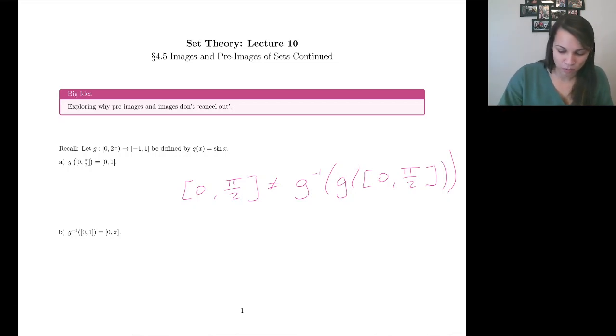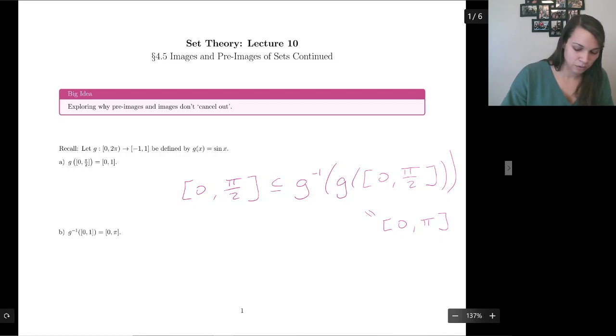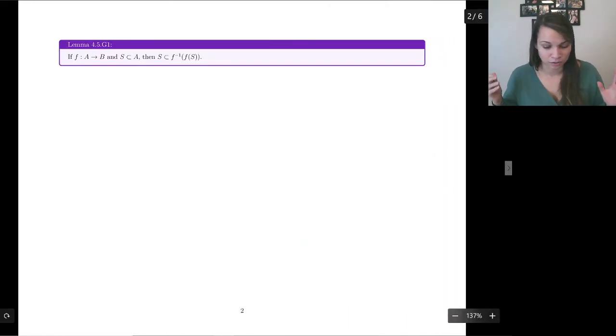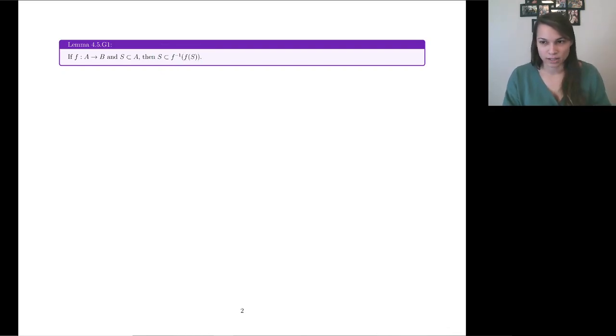But first, what I want to note is that since this is 0 to pi, what we can say is while it's not equal, it is a subset. And in general, that result is going to hold. Your set is going to be a subset of the pre-image of the image. Why is that going to happen?